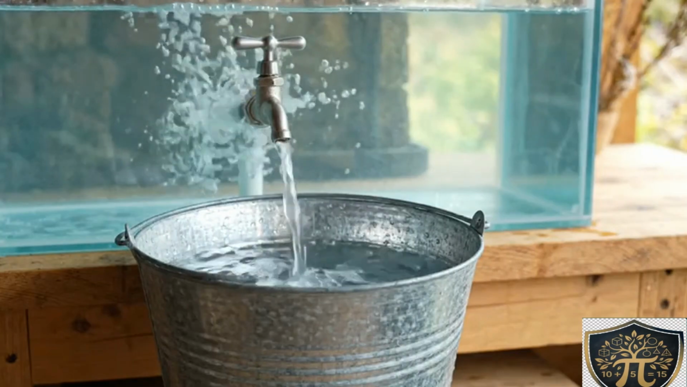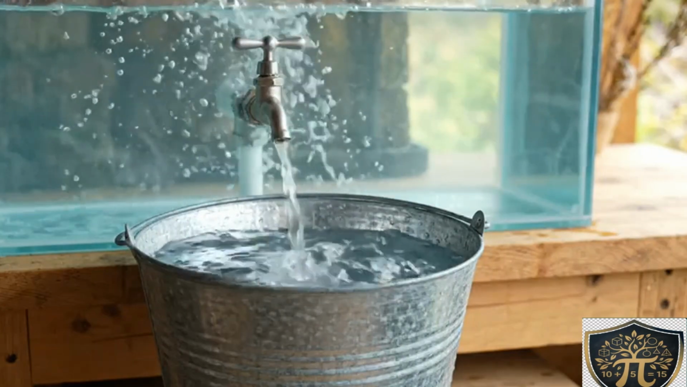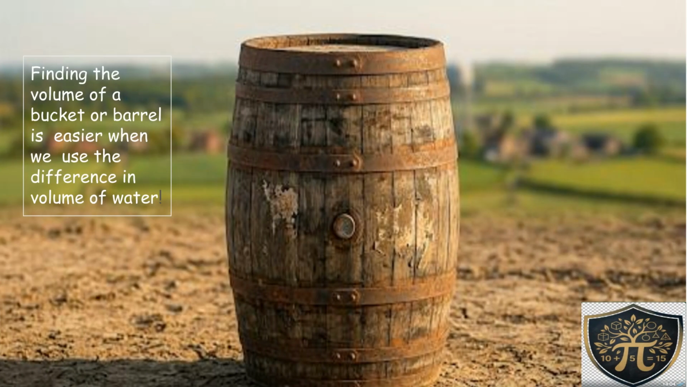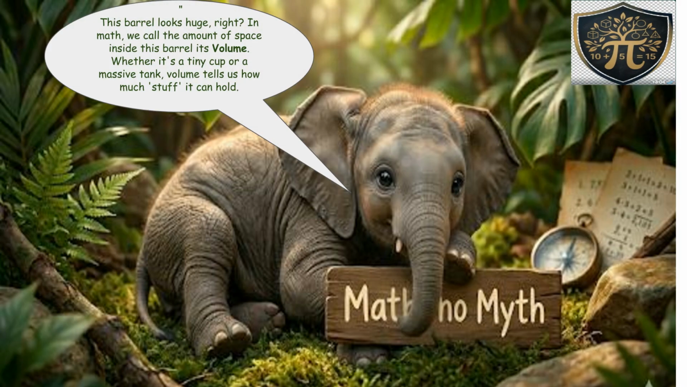Here is a close-up of water filling a bucket from a tank. Water level is reducing in the tank and increasing in the bucket. Finding the volume of a bucket or barrel is easier when we use the difference in the volume of water. This barrel looks huge, right? In math, we call the amount of space inside this barrel its volume. Volume tells us how much stuff a container can hold, whether it is a huge barrel or tiny cup.